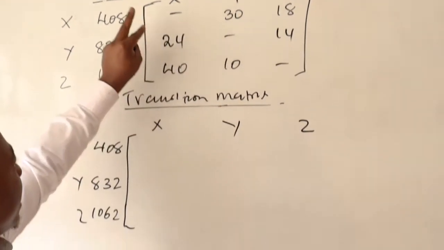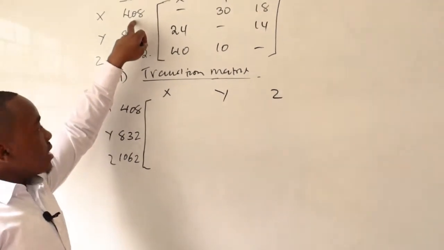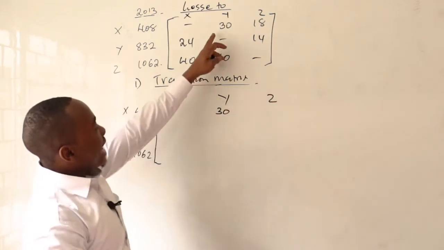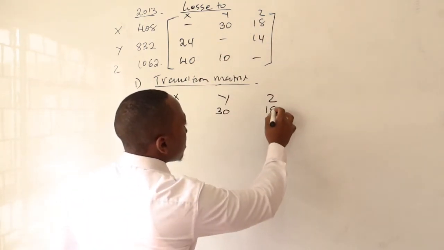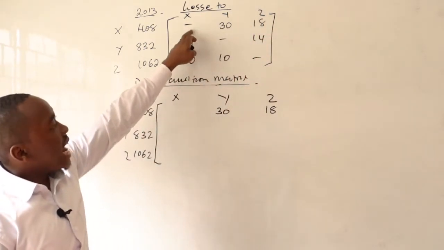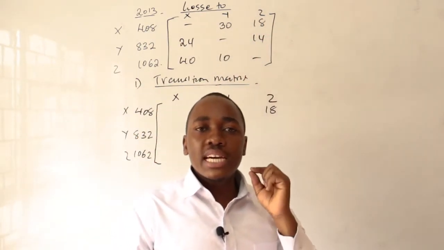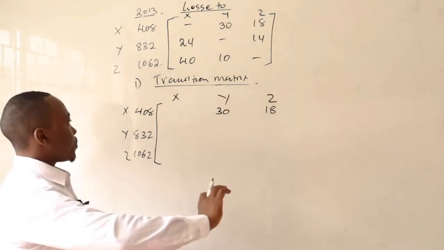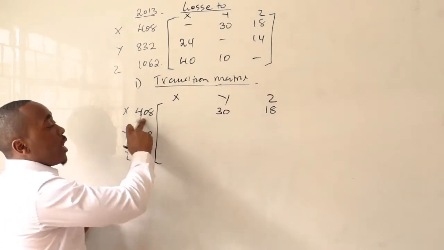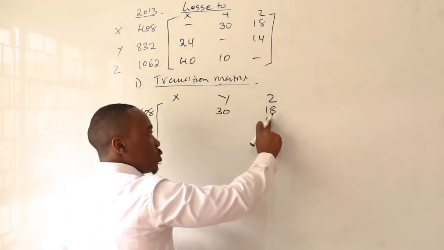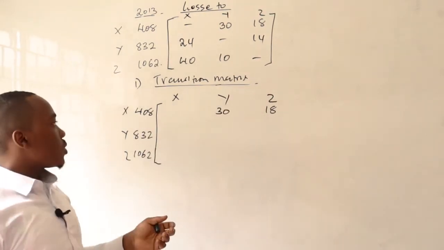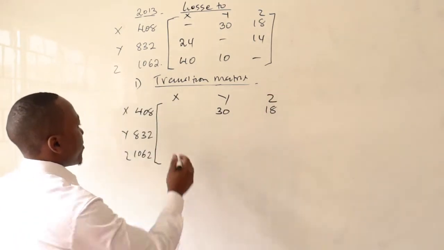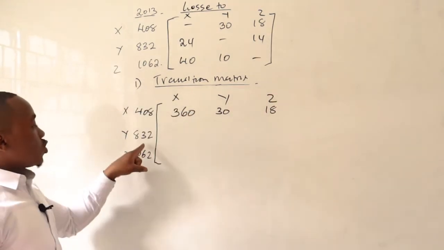Then you are given that we are moving from one state to another. X lost 30 to Y, and X lost 18 to Z. And then you are given dash. Remember we said that the row shows retention and losses to. For X, we had 408 members. We lost 30 to Y and 18 to Z. So how much did we retain? You do 408 minus 30 minus 18, and you have 360.